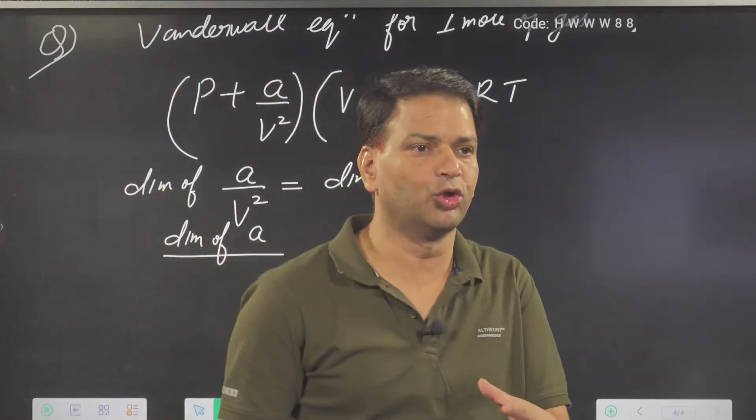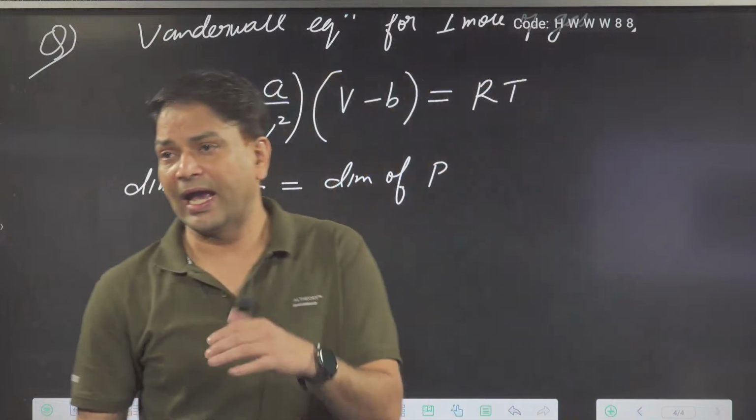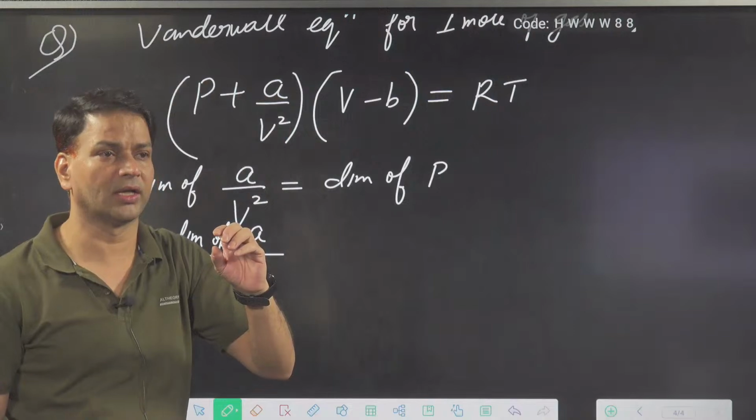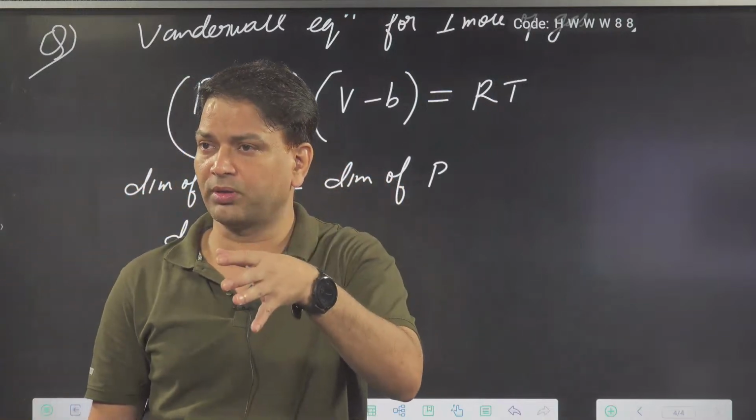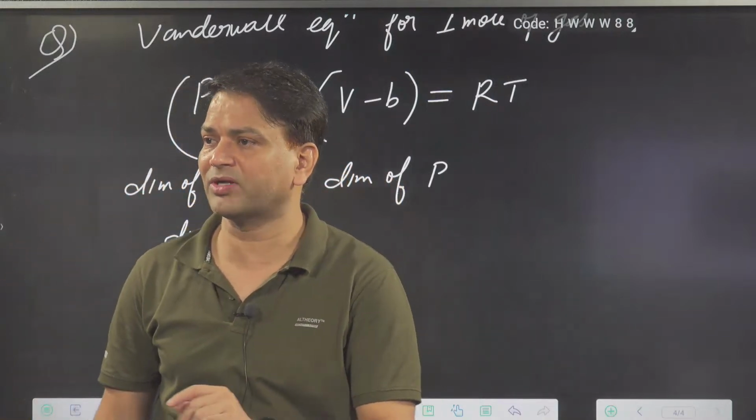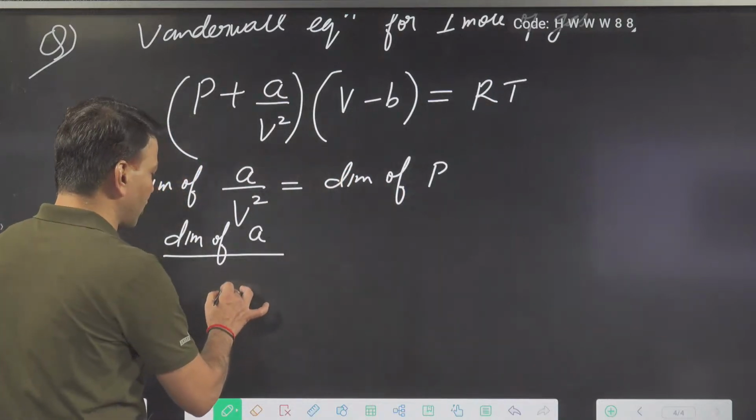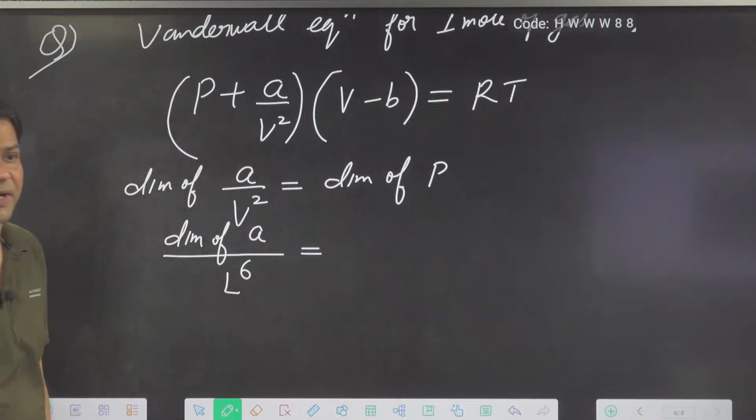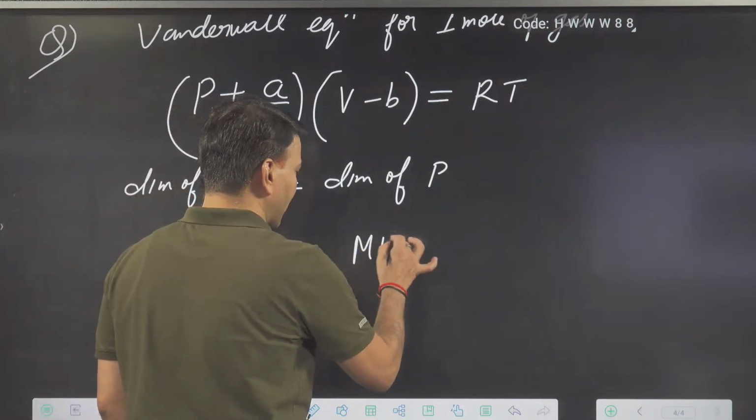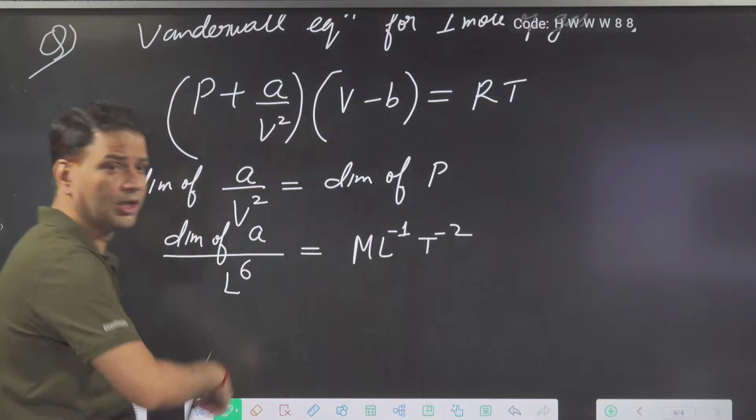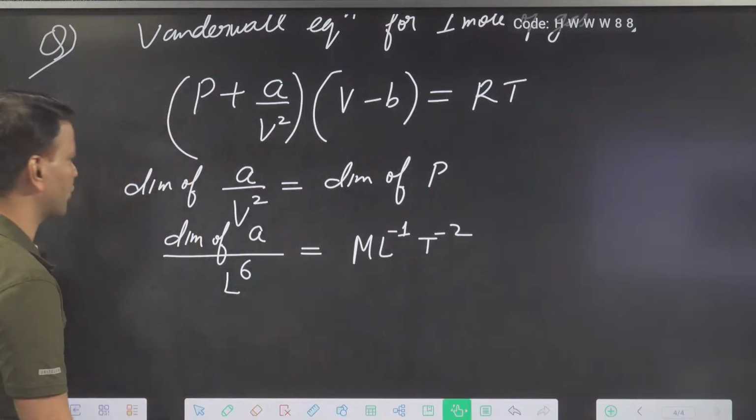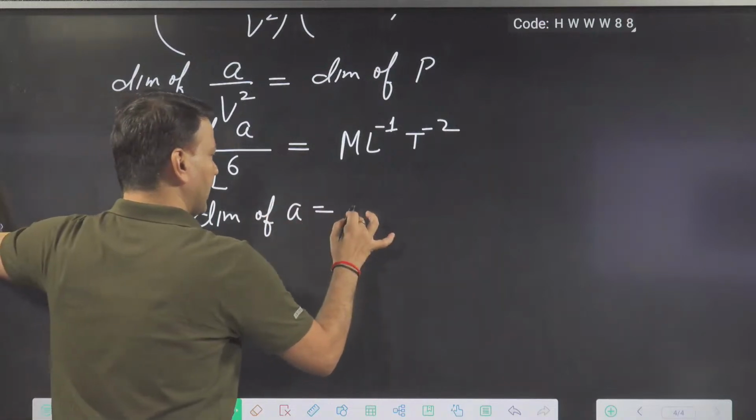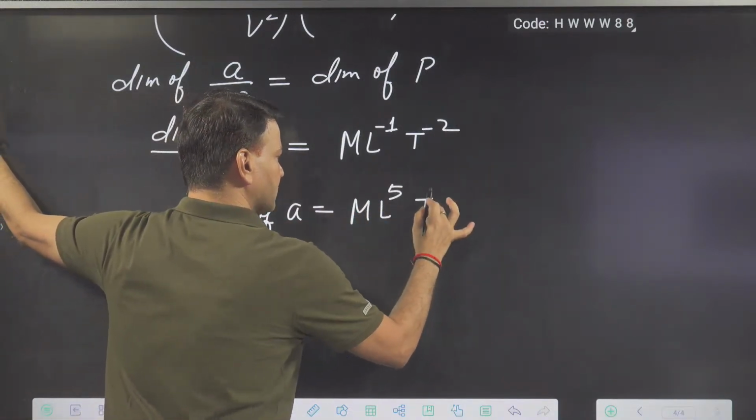Dimension of volume is L cube, but it is V square here, so I need the dimension of V square. Dimension of V is L cube, but when we square it, it becomes L to the power 6. That is equal to the dimension of pressure. Dimension of pressure is ML minus 1 T minus 2. Now cross multiply. Then the dimension of a is ML5 T minus 2.